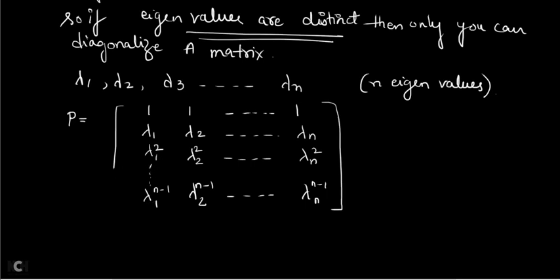P is a matrix where you need to write down the P matrix as 1, 1, 1 in the first row, lambda 1, lambda 2, lambda n, whatever you have got, lambda 1 square, lambda 2 square, etc. Whatever you have got, like that you have to construct. This is a P matrix.